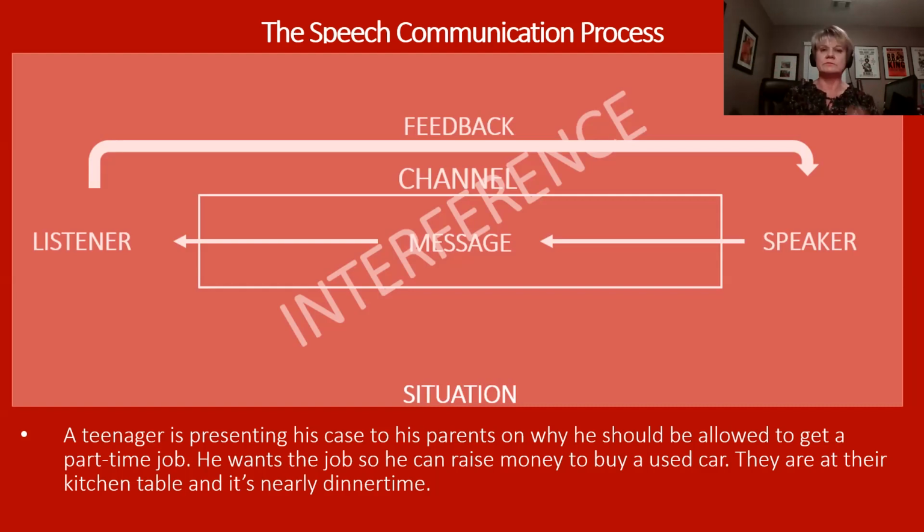So who's the speaker? Teenager. What is the message? The message is, I should be allowed to get a part-time job because I want to raise my own money to buy a used car. Who's the listener? Read down there. Yep, you're right. His parents. And what's the channel going to be? Channel is probably going to be verbal if he wants them to sit down and he wants to talk about it. What kind of feedback should the kid plan on?